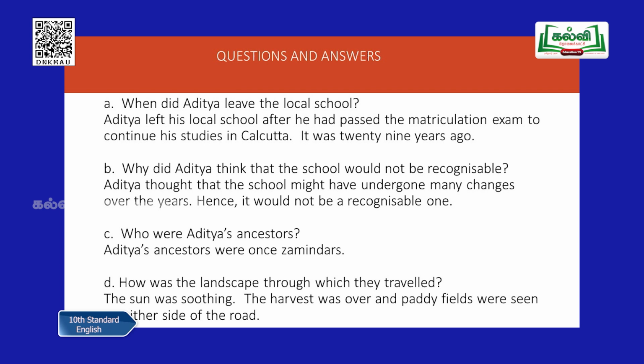And question D. How was the landscape through which they travelled? They travelled through a landscape, then they reached the school and Nagin uncle's tea shop. And how was the landscape through which they travelled? The sun was soothing. What is meant by soothing? That was not very hot, and gentle rays of the sun were falling on them. So the sun was soothing, and the harvest was over. The paddy fields were seen on either side of the road. Only through this area they were travelling, and then they entered this village, Brahmapur.